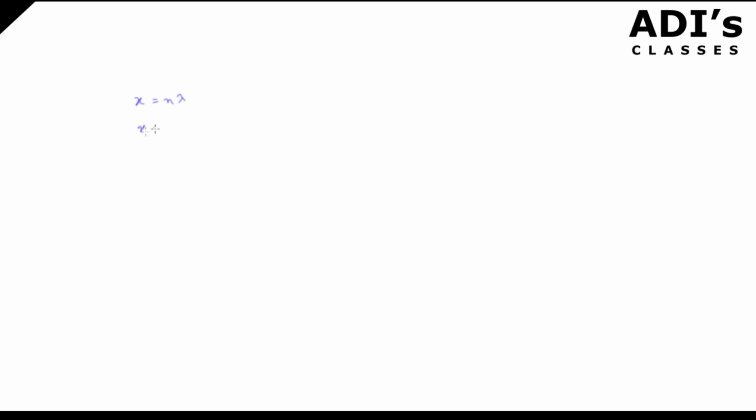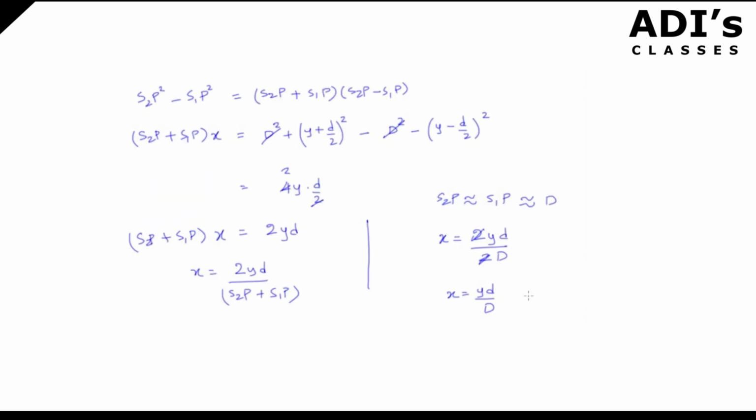These two cancel. So you will get x is equal to yd divided by D, correct? This is what we got. Now we have to calculate the position of the maxima and the position of the minima. This part is very, very important.